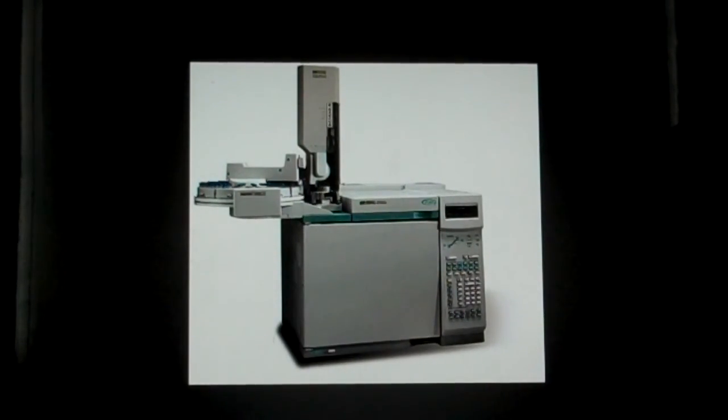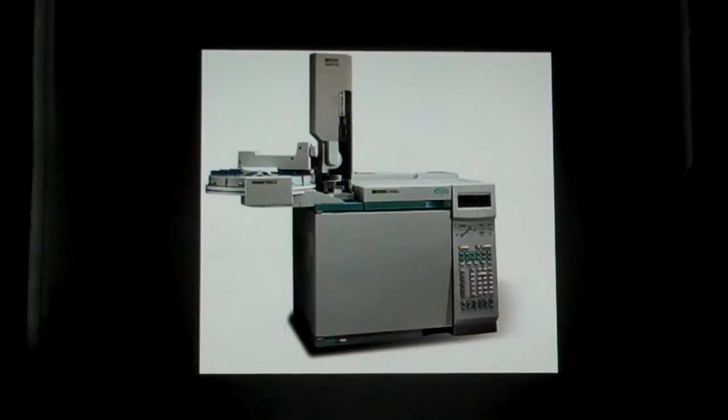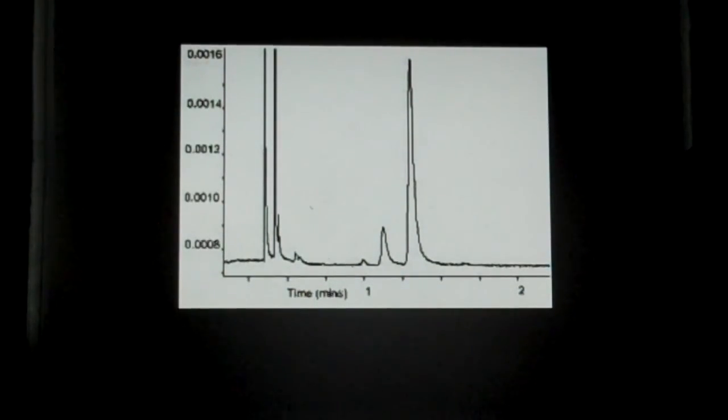Gas chromatography is used because of its ability to resolve highly complex mixtures into known components. It is also very sensitive, detecting materials at the nanogram level.